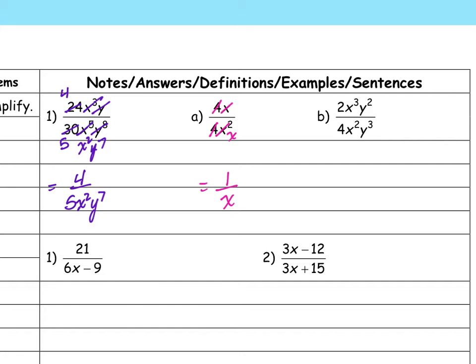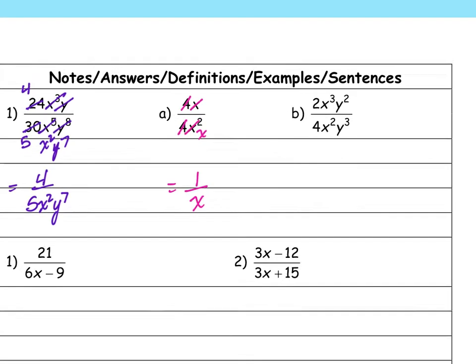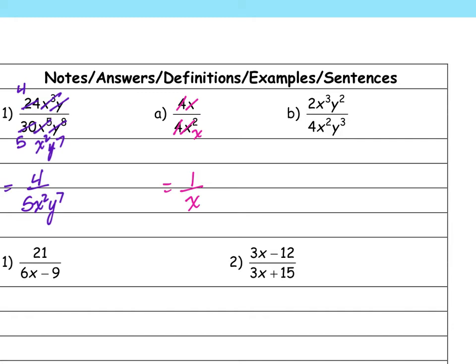Okay. So then the second one, or B, I'm going to still do the same thing. 2 goes into both of them. So 2 goes into 2 1 time and into 4 2 times. There's 2 x's on the bottom, which means there's going to be 1 x left on top. The y's, there's 2 y's on top, which means there's going to be 1 y left on the bottom. So what am I going to get? X over 2y. Questions?